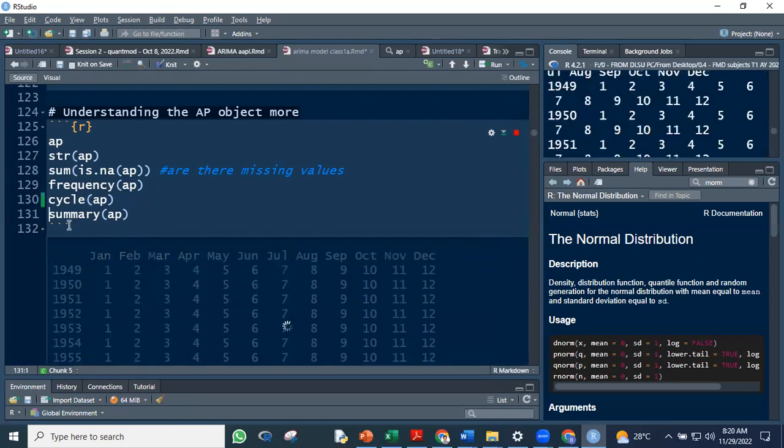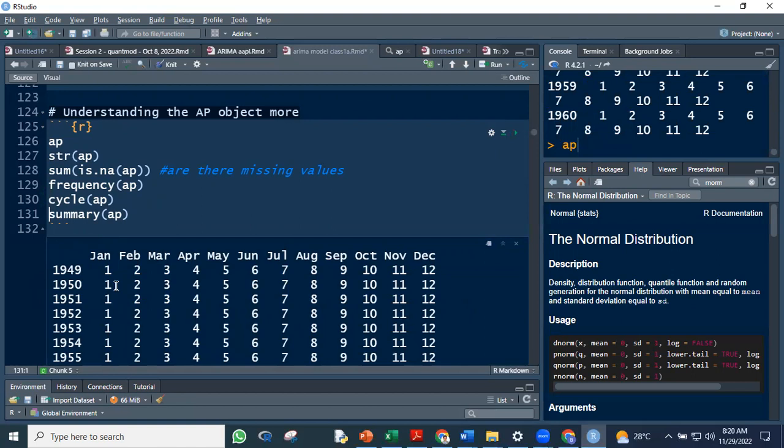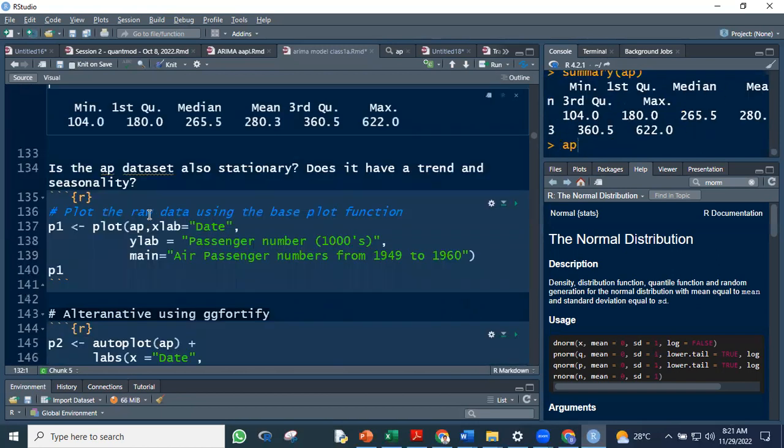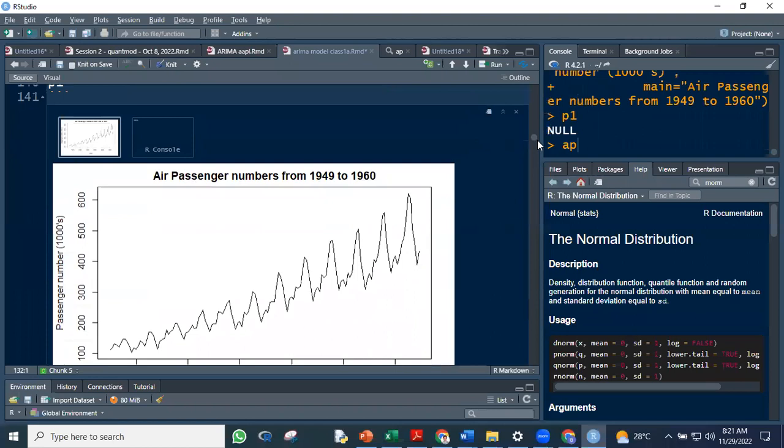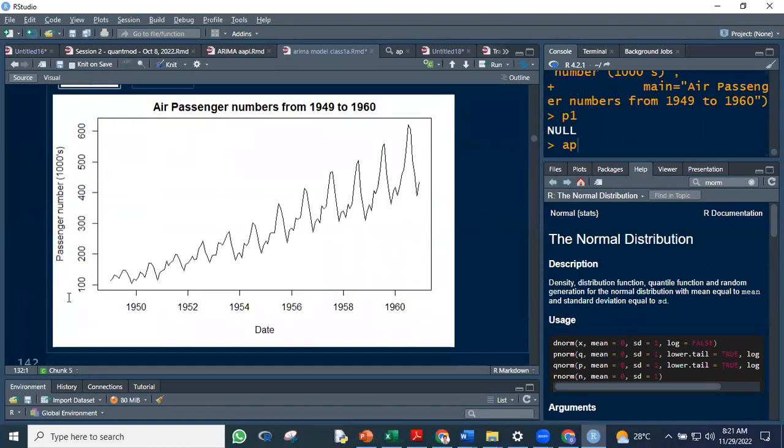Cycle, okay, ito yung cycle niya. Lahat ng January 1, lahat ng December 12. And then summary will just give us a minimum and a maximum. Okay, so when we plot this, plot AP, put an X label, Y label, and the main title of the plot. Okay, we have this. I'm going through this quickly because we have discussed this already last meeting.